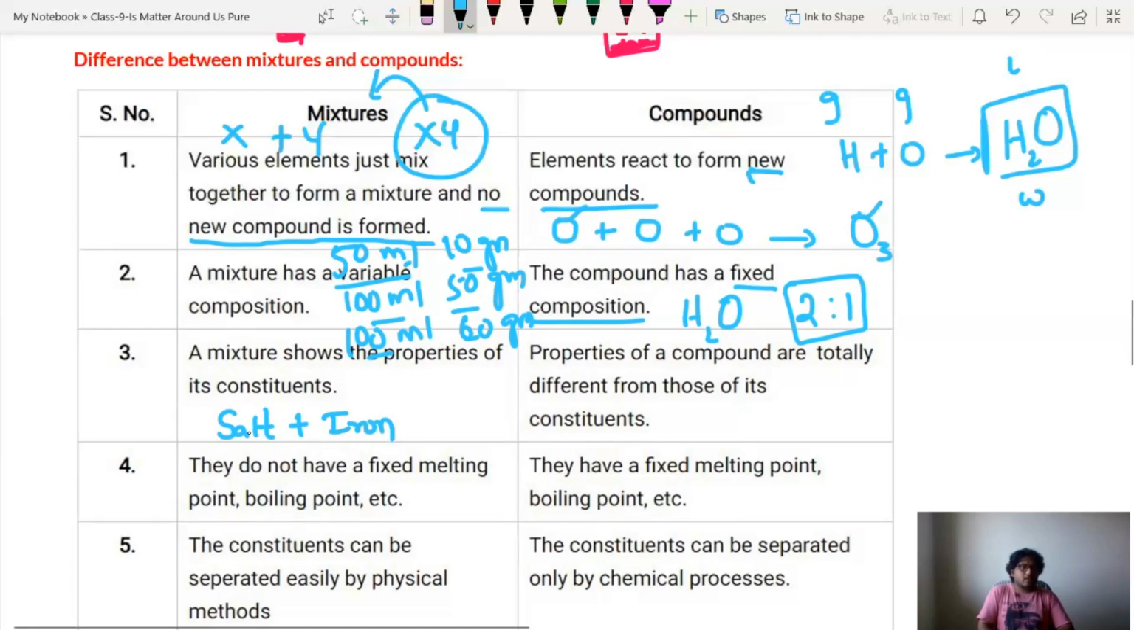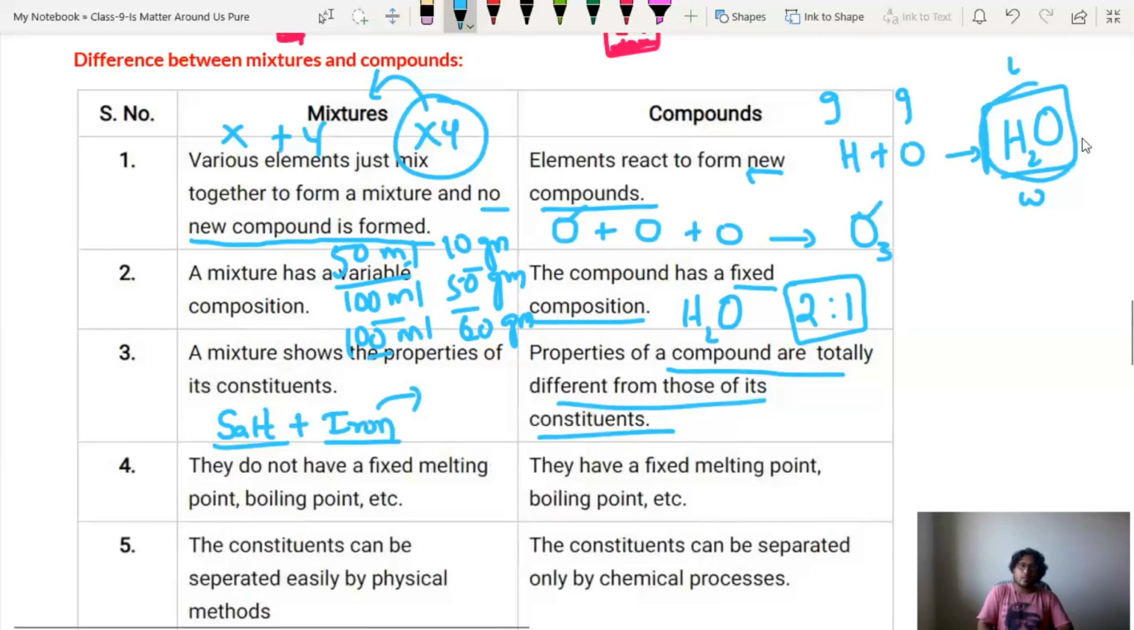And now take that salt and iron mixture, take one magnet and roll it. Total iron will stick to the magnet, it will be attached to the magnet, but not salt. So salt will have its own property, iron will have its own property. But while coming to compound, compounds' properties are totally different from its constituents.